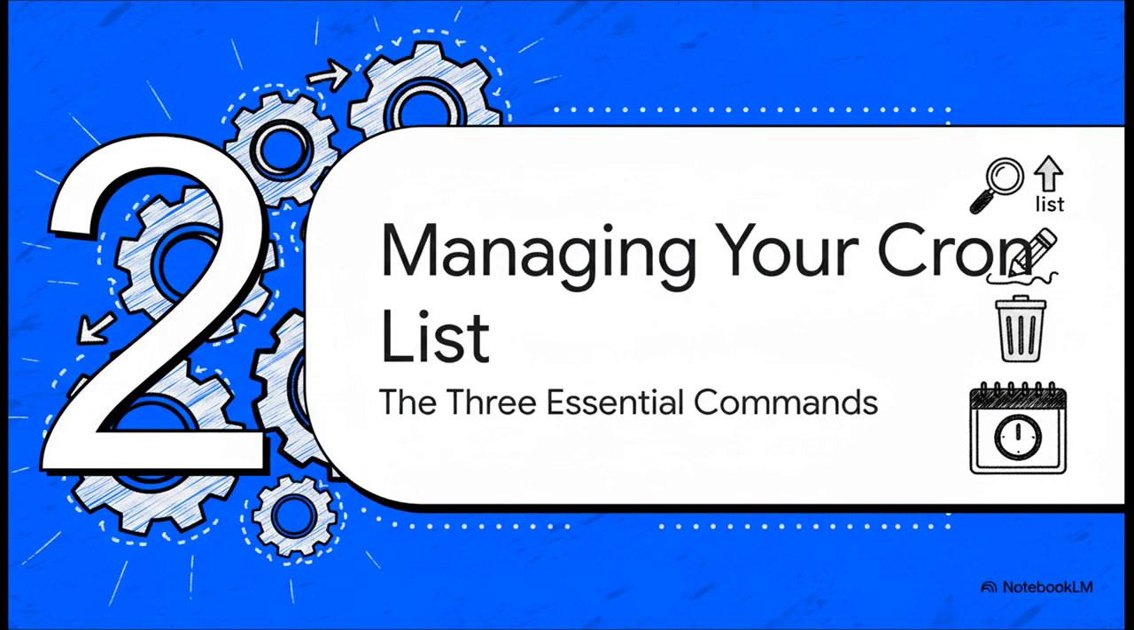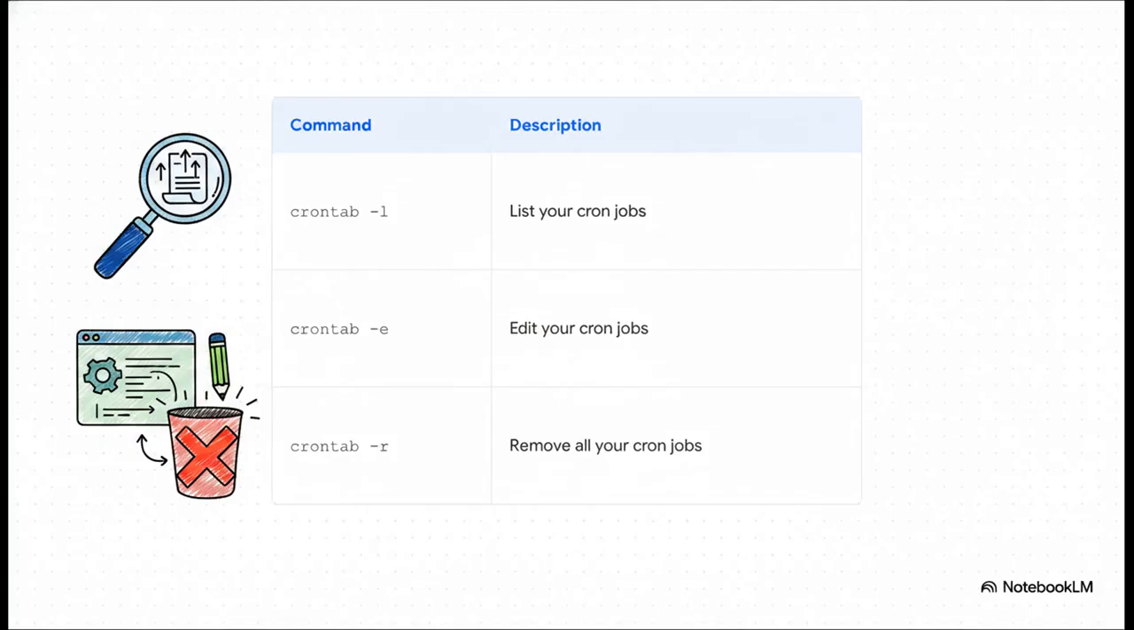Okay, so how do you actually give Cron these instructions? Well, it all boils down to 3 super simple essential commands for managing your whole list of automated tasks. Just think of these as see, edit, and delete. It's that easy. If you want to see what jobs you have scheduled right now, you type crontab -l.